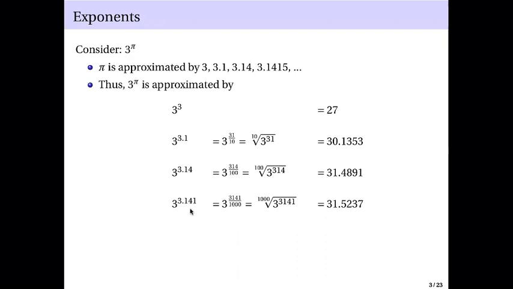So if we calculate this, we will get 31.5237. And also, we have 3 raised to 3.1415. This approximates 3 raised to pi. And again, this number here is a rational number. And if we calculate this, it is equal to 31.5411. And we can continue. We will get a better approximation for pi.